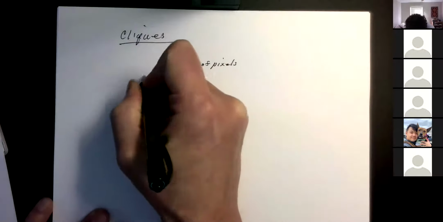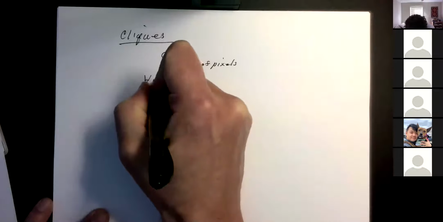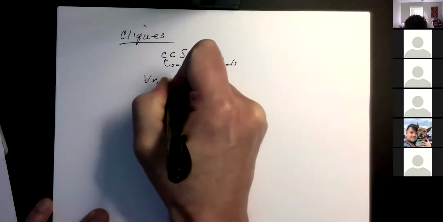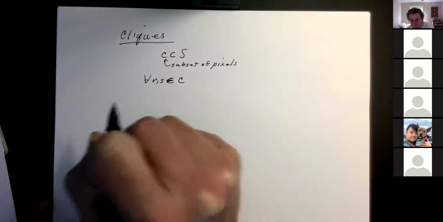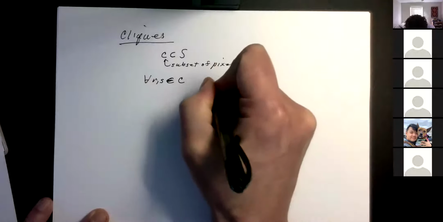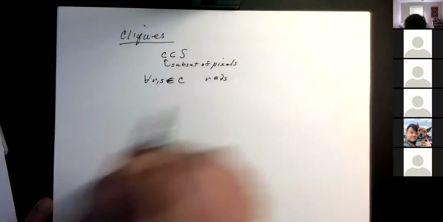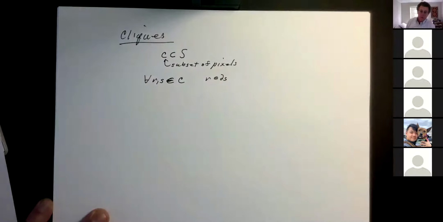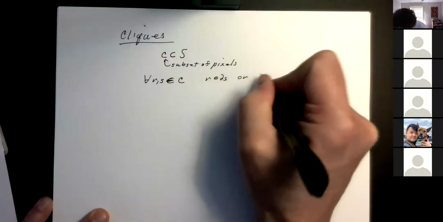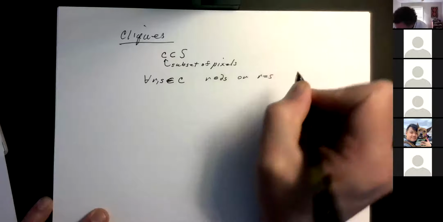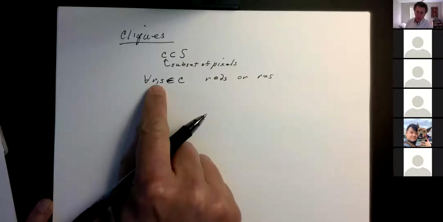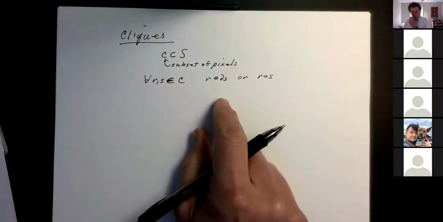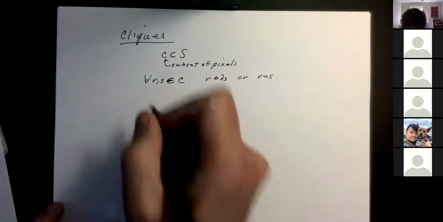Okay, and for all S and R members of C, we have that R is a neighbor of S. Or R equals S. But that's sort of, or I can say for all R not equal to S, then this has to be true. So, example.